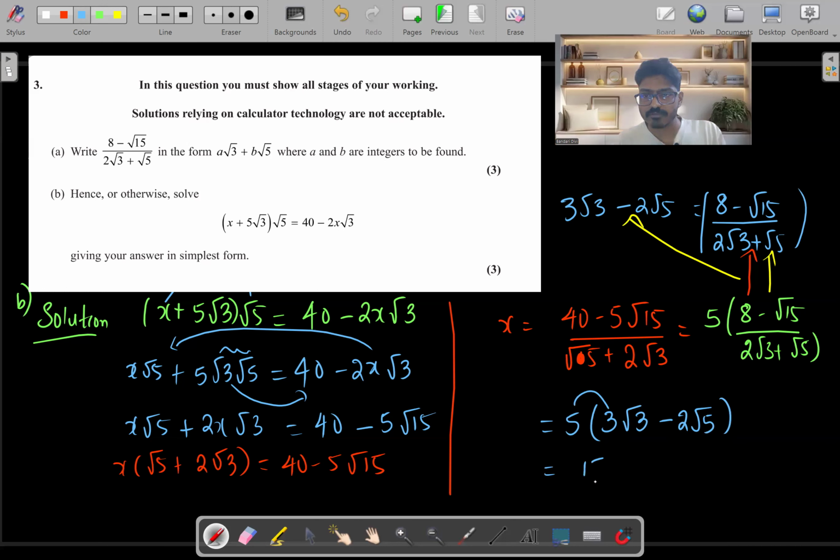5 times 3 is 15 root 3 minus 5 times 2 is 10 root 5. So this would be our answer for part B. What will be our answer? 15 root 3 minus 10 root 5. Okay, so you can just take a screenshot of this question and we'll see you in the next question. Hope you have understood. Thank you.